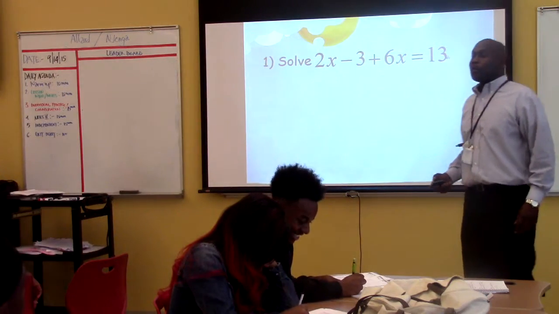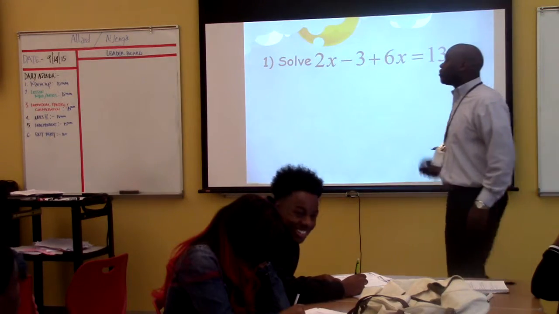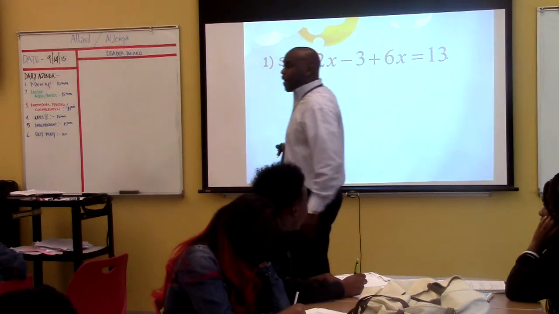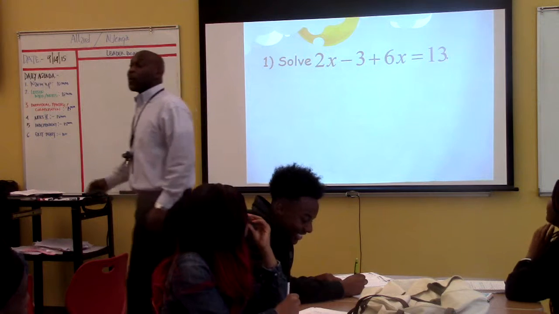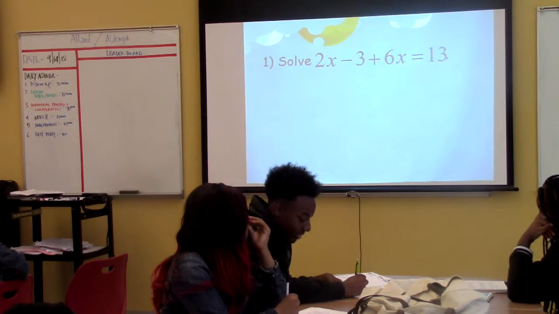What was our first step? Combine like terms. So what terms can we combine? 2x and 6x. How do we combine them? Add them. There you go.